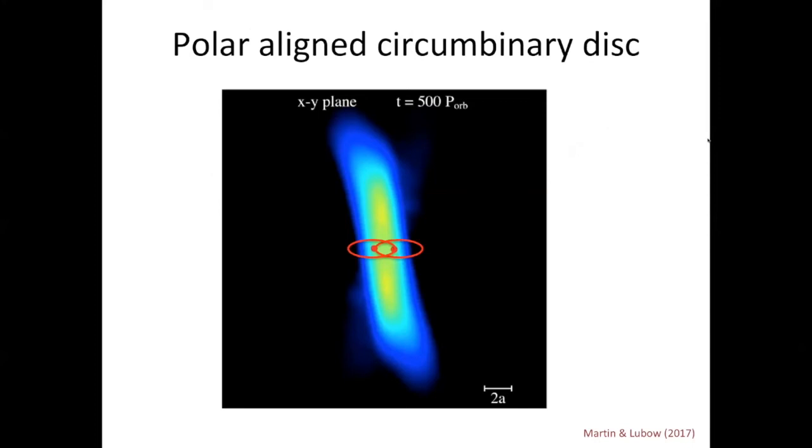This shows an image of the disk at the end of the simulation when it's getting close to polar alignment. The binary orbit I've sketched on the top, but it's not shown to scale. The disk is perpendicular to the binary orbit, with the angular momentum of the disk being close to alignment to the binary eccentricity vector. And this is a stable state.